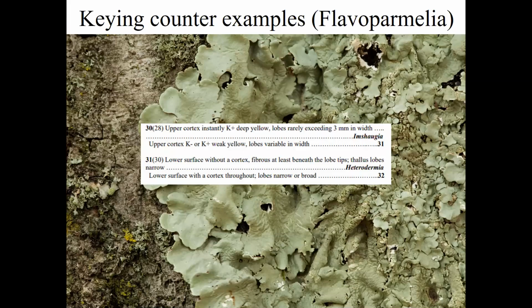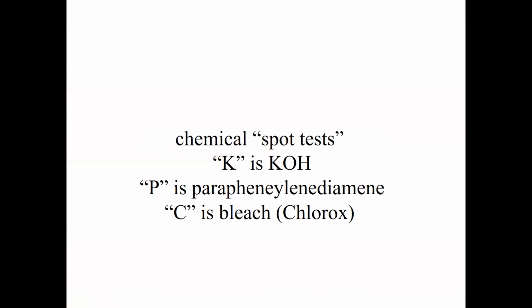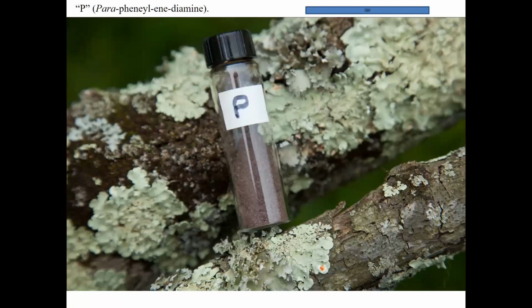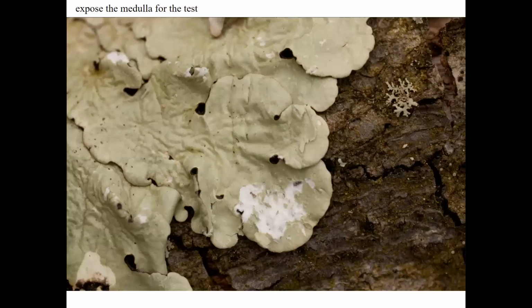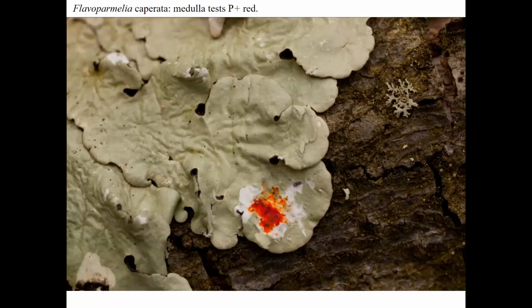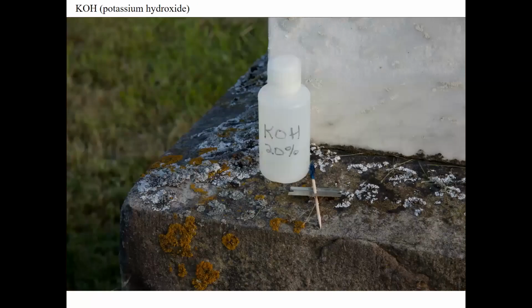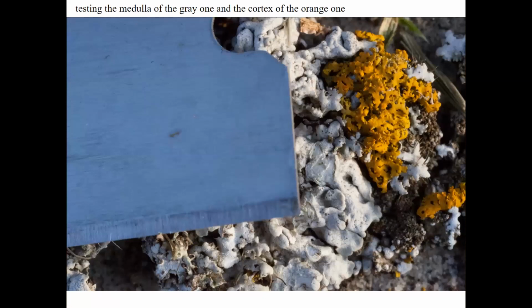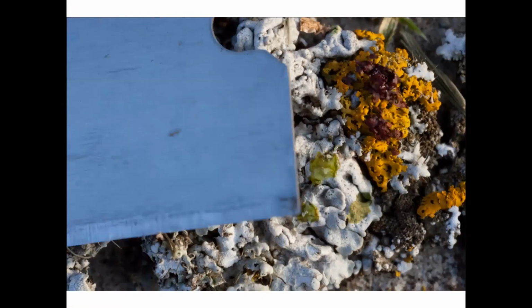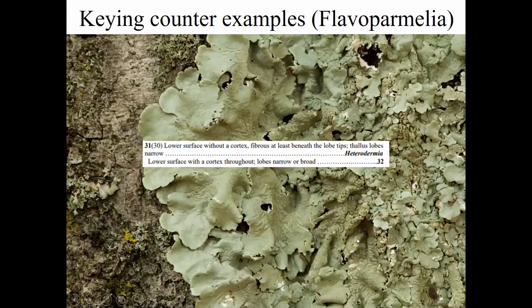And then you'd be asked a chemical test. It turns out there are some simple chemical tests. Potassium hydroxide, some weird organic chemical called phenylene diamine. So this chemical placed upon the medulla turns red. This chemical, KOH, placed upon the cortex of these two lichens, one's yellow, one's purple. Sometimes those chemicals have no reaction at all. This is one of the ways we identify lichens, with chemical tests.